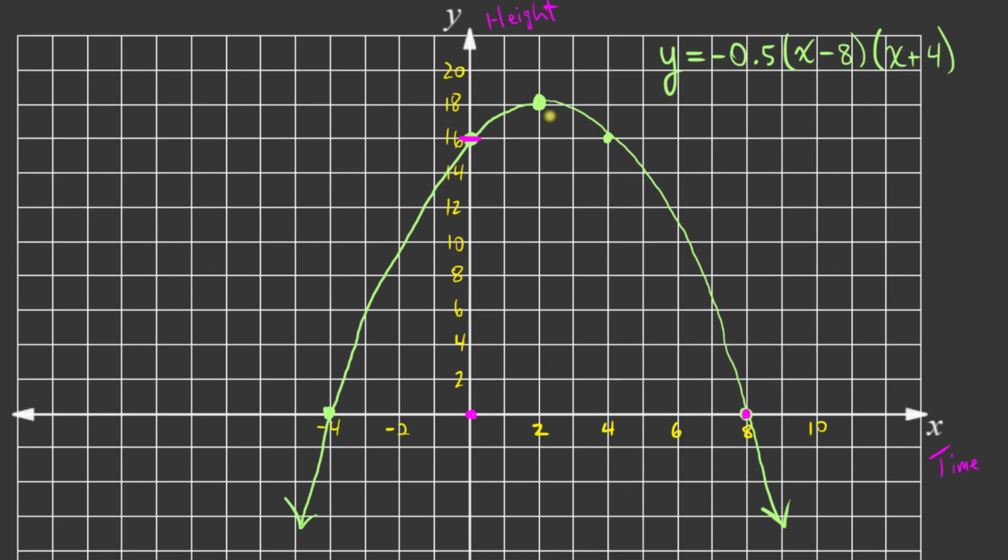And there's other real life scenarios. I like to use Super Mario jumping onto a platform and stuff like that as my examples. And that's it in a nutshell. That's graphing from factored form.